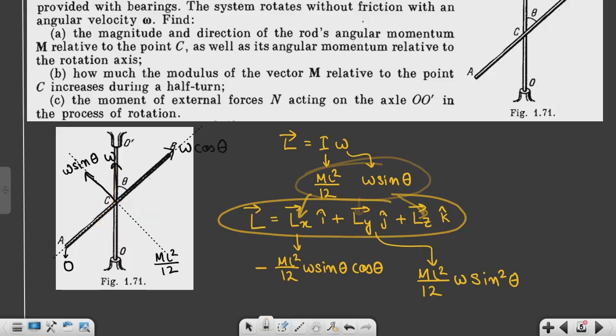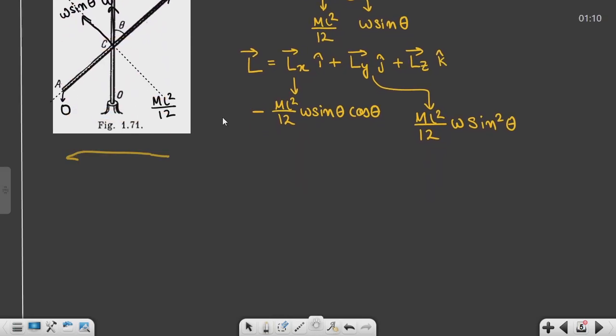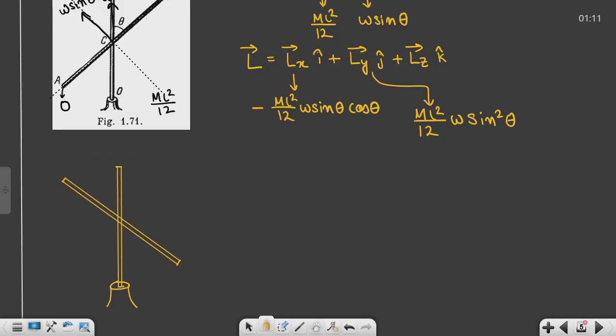Now the second part of the question: by how much does the modulus of vector M relative to the point C increase during half a turn? That means this rod has rotated half a turn. Let me draw the picture. During half a turn, the rod would rotate like this, and similarly I would have my angular velocity omega sine theta in this way.